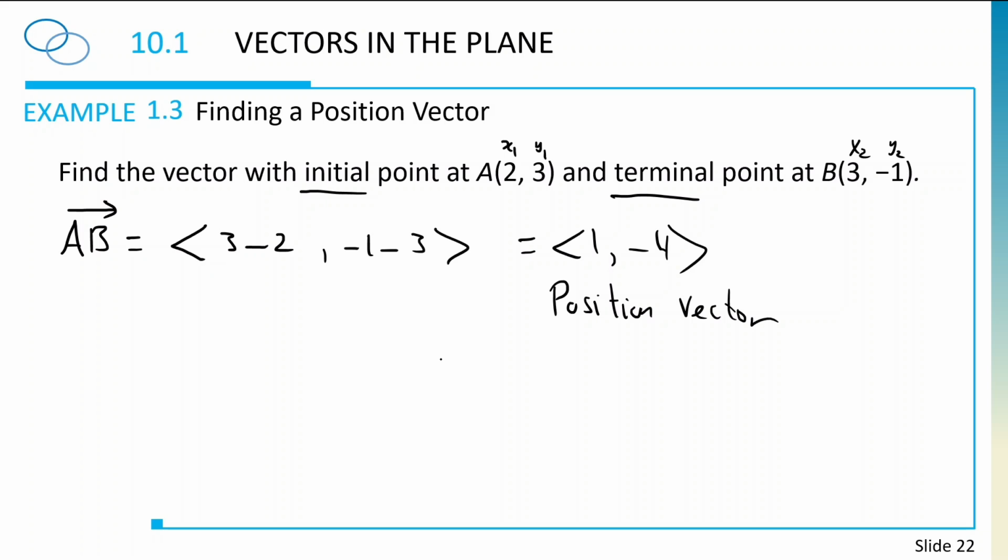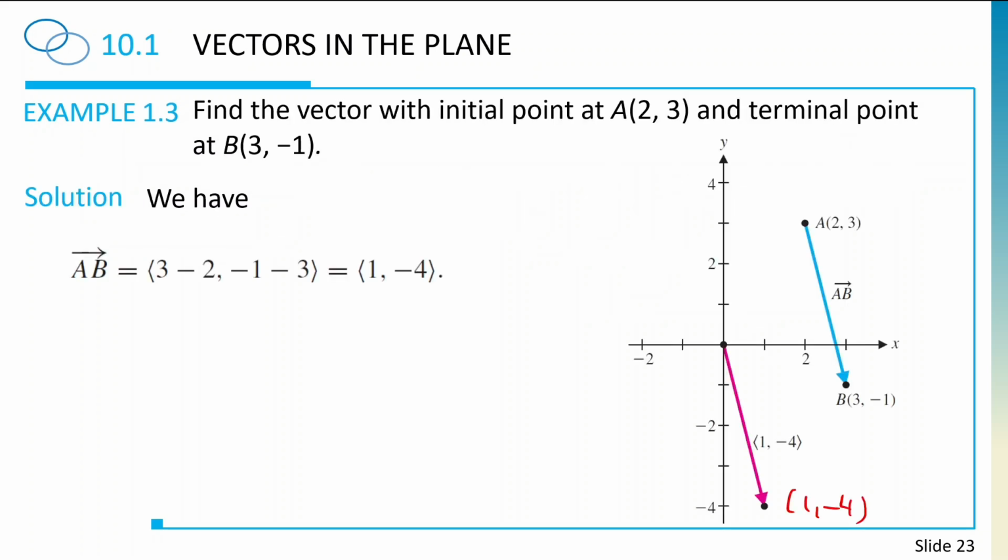Okay, let's move on. You see here the graph for the vectors that we already found. This is the initial point and terminal point, 2, 3 and 3, negative 1, in blue. And then what we found as a position vector is in the standard position. So the initial point is now 0, 0, and the terminal point is 1, negative 4. So we moved it to the standard position, delta x, delta y.